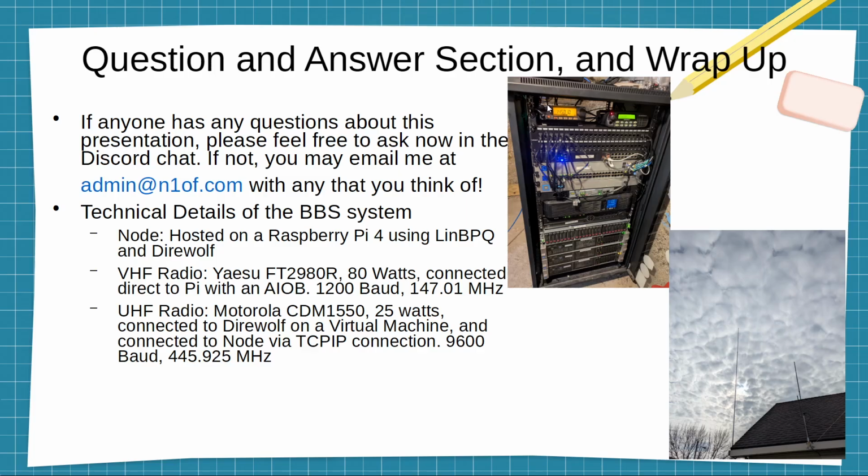That's all it is. This is our VHF radio running a 2980R at 80 watts. It's connected to our Raspberry Pi with an AIO-B, very similar to the card that we talked about earlier that goes into a Kenwood-style jack. It just has pads on it that you can solder your own cables to. Running a very similar setup over here. This is our 9600 baud radio, Motorola CDM 1550 at 25 watts.